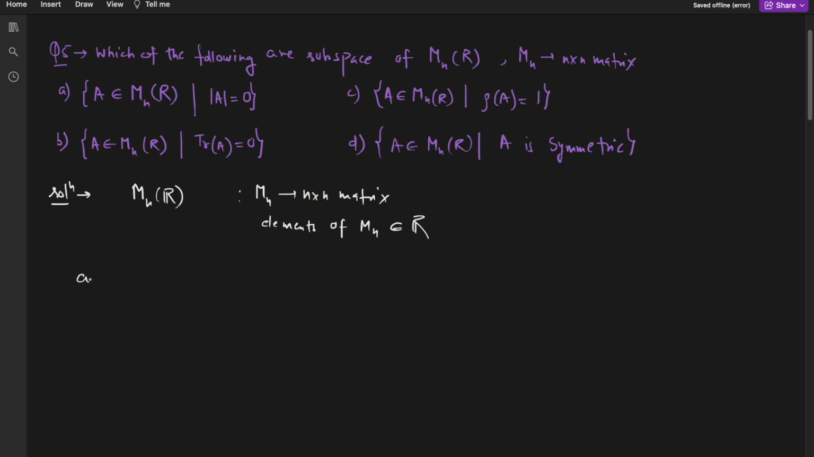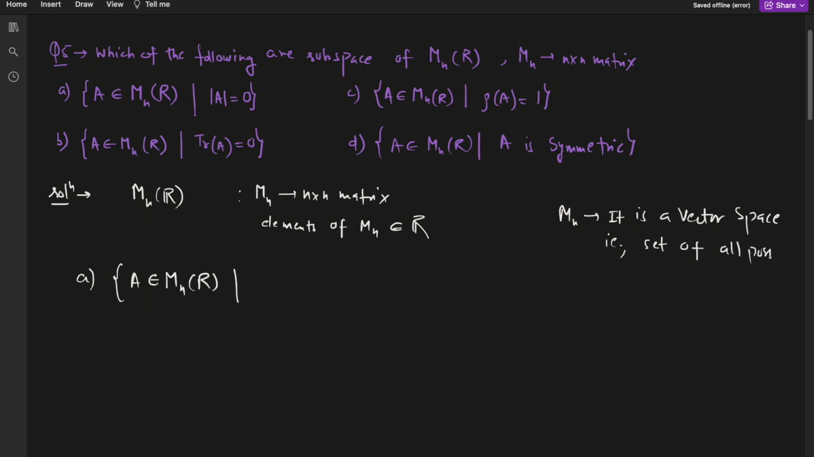So we will begin one by one. We will first see the first scenario, the first set. It says the set of all matrices A belonging to the vector space Mn(R). So Mn(R) is a vector space. We already know that the set of all n by n matrices is a vector space, right? This we have already seen in our lectures, that is, the set of all possible n by n matrices. So this is a valid vector space.